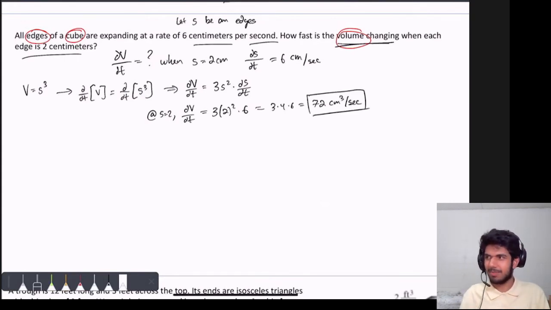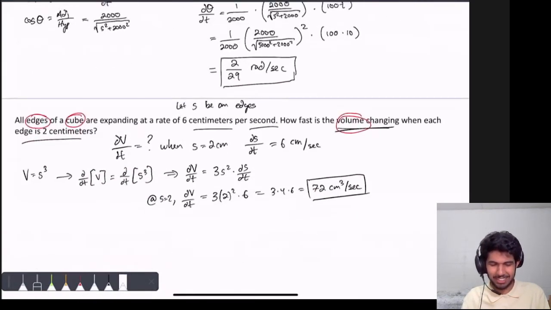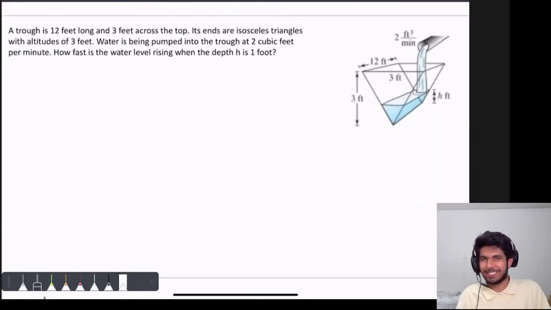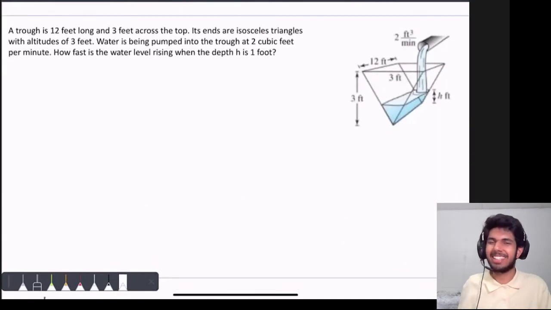And there we go. After the last one was quite intense, we got a little bit of an easier one here. But now we have another difficult one. This one's interesting, I think.